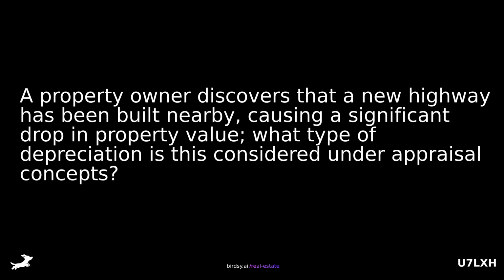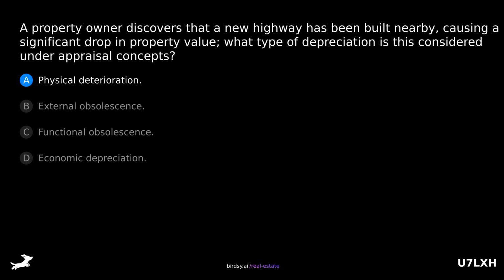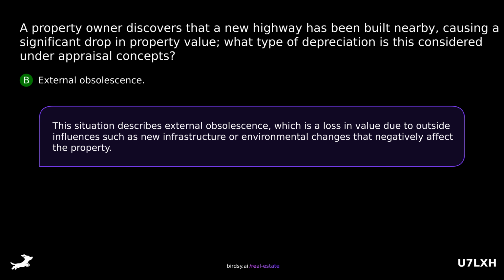A property owner discovers that a new highway has been built nearby, causing a significant drop in property value. What type of depreciation is this considered under appraisal concepts? Is it A, physical deterioration, B, external obsolescence, C, functional obsolescence, or D, economic depreciation? The correct answer is B, external obsolescence. This situation describes external obsolescence, which is a loss in value due to outside influences such as new infrastructure or environmental changes that negatively affect the property.